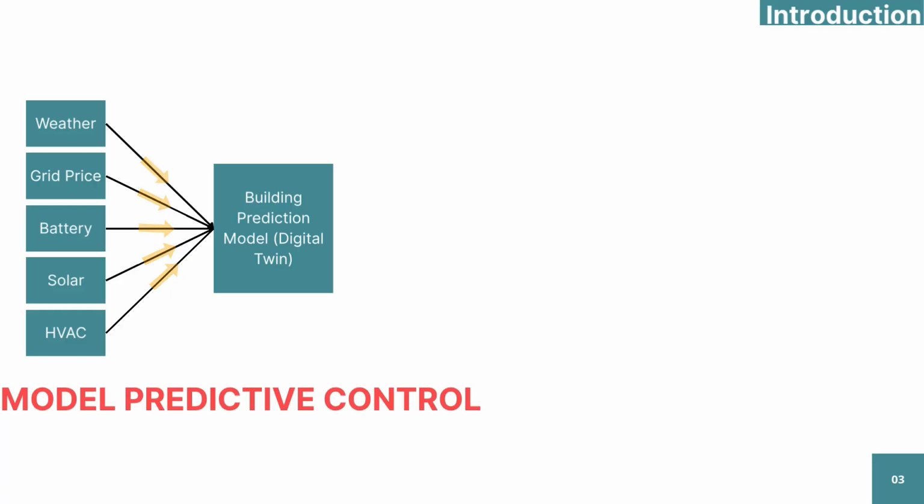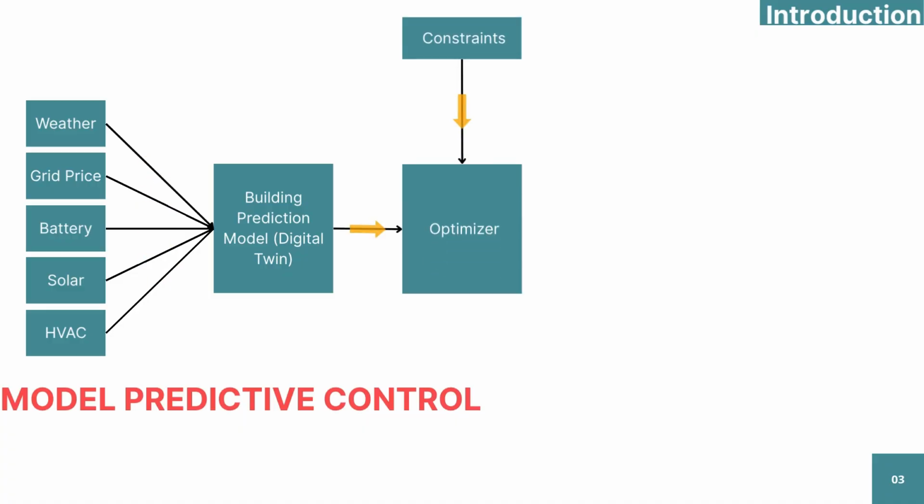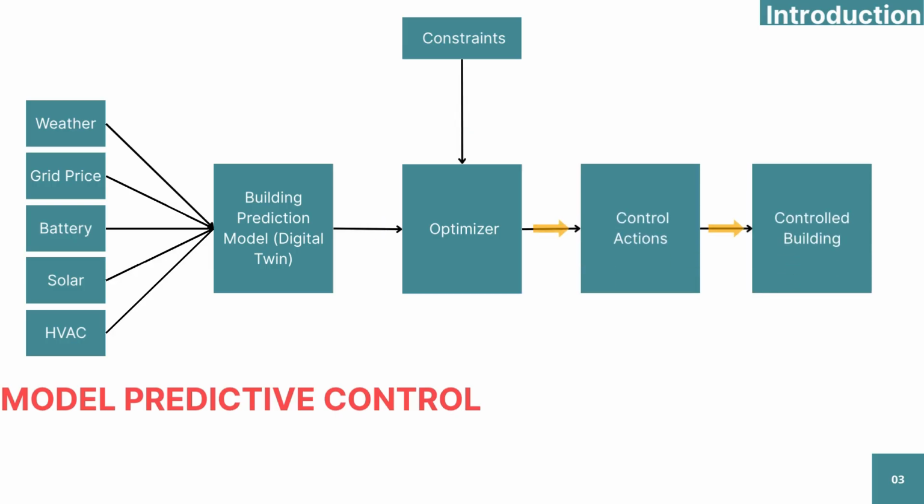Using a digital twin, it predicts energy needs based on weather, solar generation, battery state, grid signals, and occupancy. An optimizer then shifts or sheds loads to reduce peaks and energy use while keeping occupants comfortable. Control actions like adjusting AC or charging batteries are updated continuously in real time, adapting instantly to any changes.